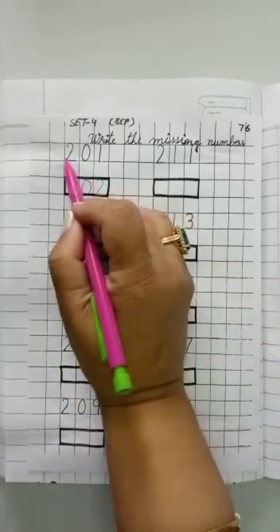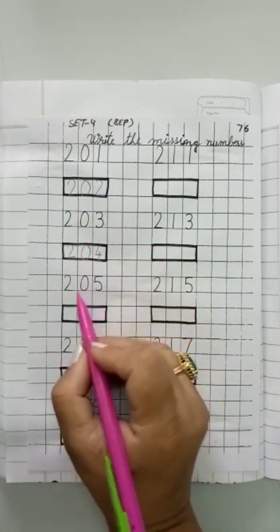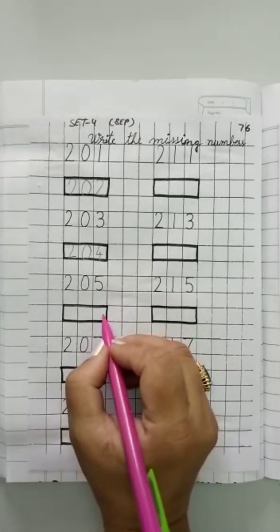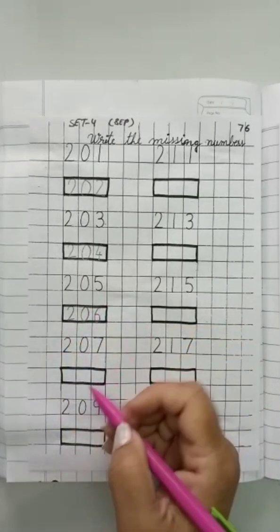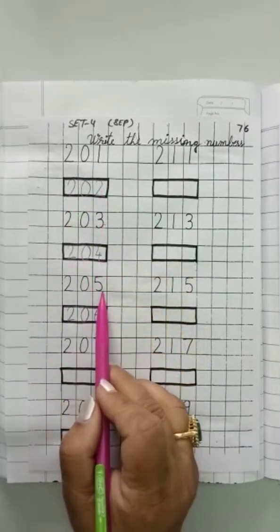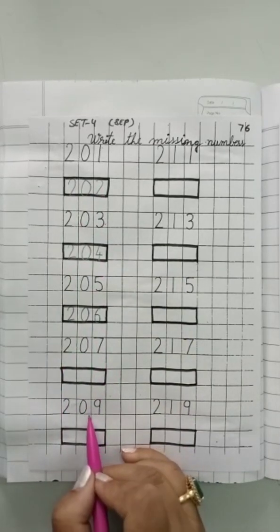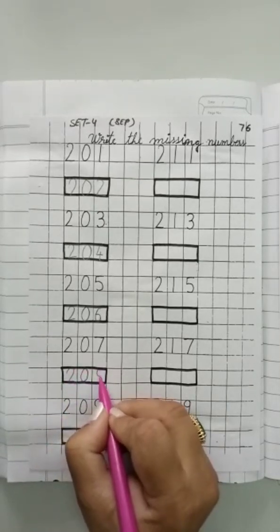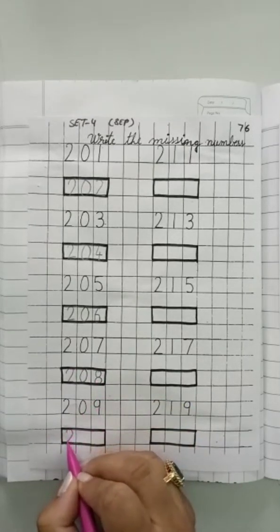Let's read again 201, 202, 203, 204, 205. And what will be after 205 and before 207? 206. Okay, let's read again 201, 202, 203, 204, 205, 206, 207. What comes after 207 and before 209? 208. And after 209 is 210.